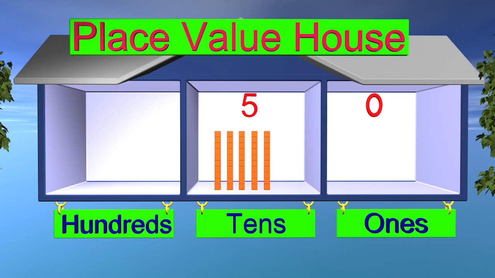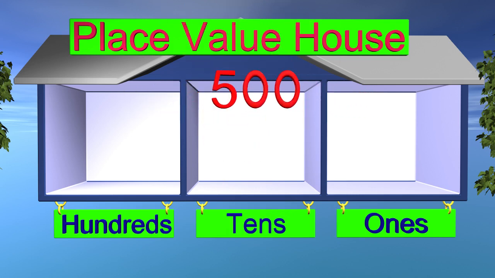Now what if we move the number 5 over here in the hundreds place? We cannot leave this middle room empty, so we're going to fill it with the number 0. Looking at this number, we no longer have 50 like we did before. Is this number a lot different than 50? With the 5 moving places, we now have 500.